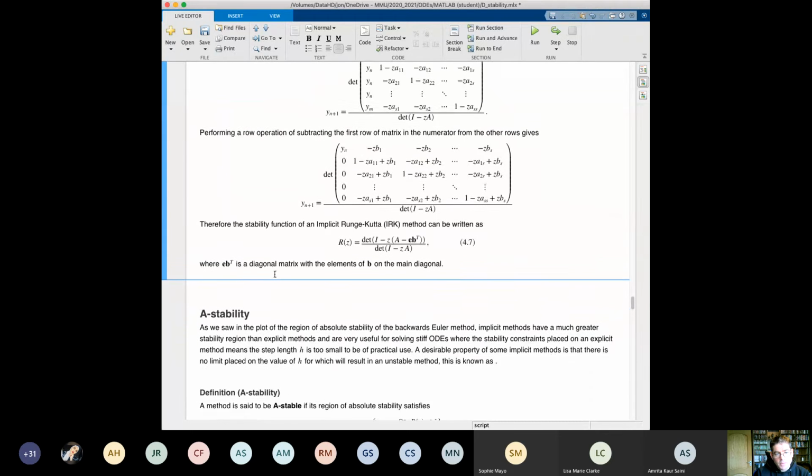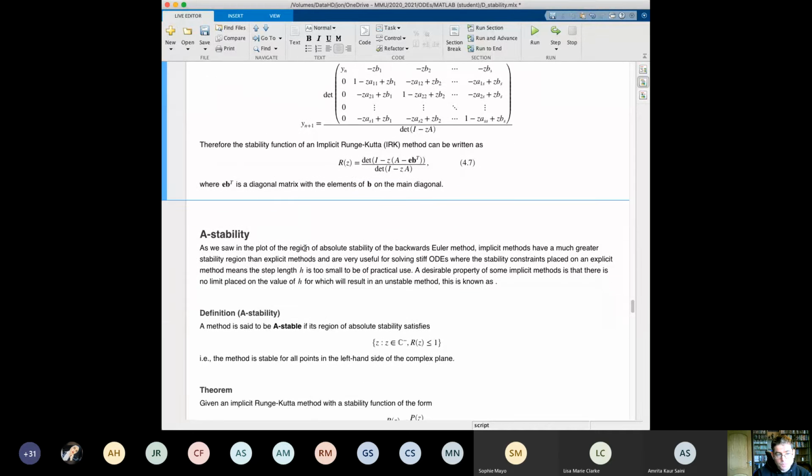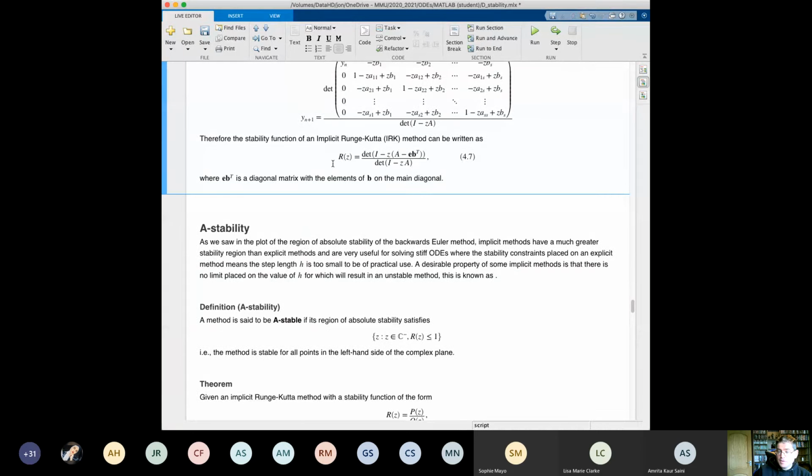Now, the stability function for an implicit Runge-Kutta method, we can simplify that to give us this. So we have the determinant of I minus Z multiplied by A minus EB^T. E is that vector of 1s and B transpose is a row vector of B's. Also EB^T is a matrix the same size as A. So that's our stability function for our implicit method.